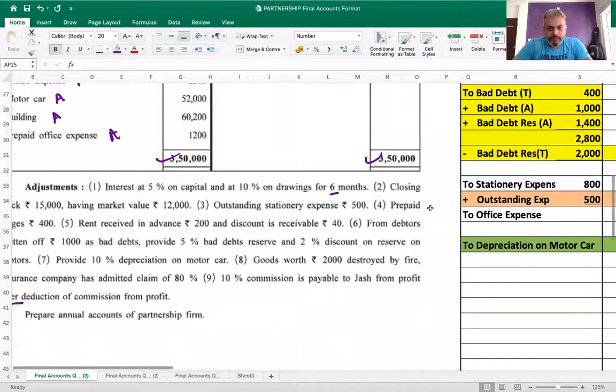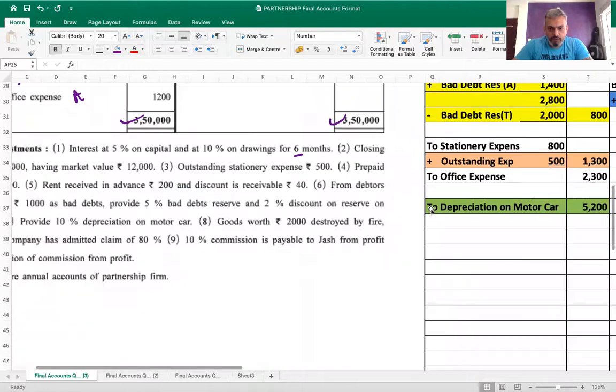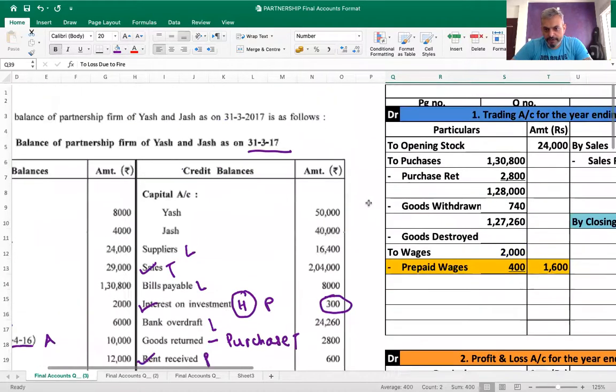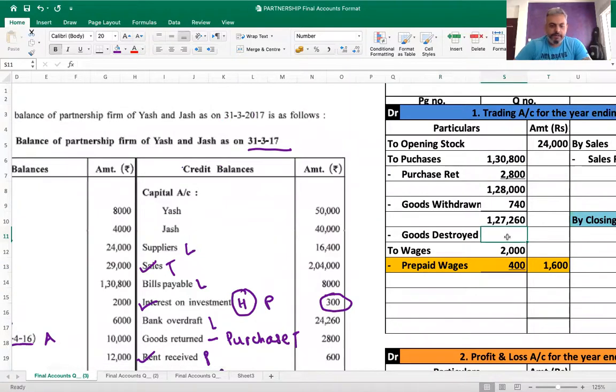Then 400 is loss due to fire. So loss due to fire 400. 2000 के गुड्स डिस्ट्रॉय हो गए, 1600 का क्लेम एक्सेप्ट हो गया, तो 400 का लॉस हो गया, and goods goes out so we deduct from purchase goods destroyed that is 2000. So calculate, 125260.